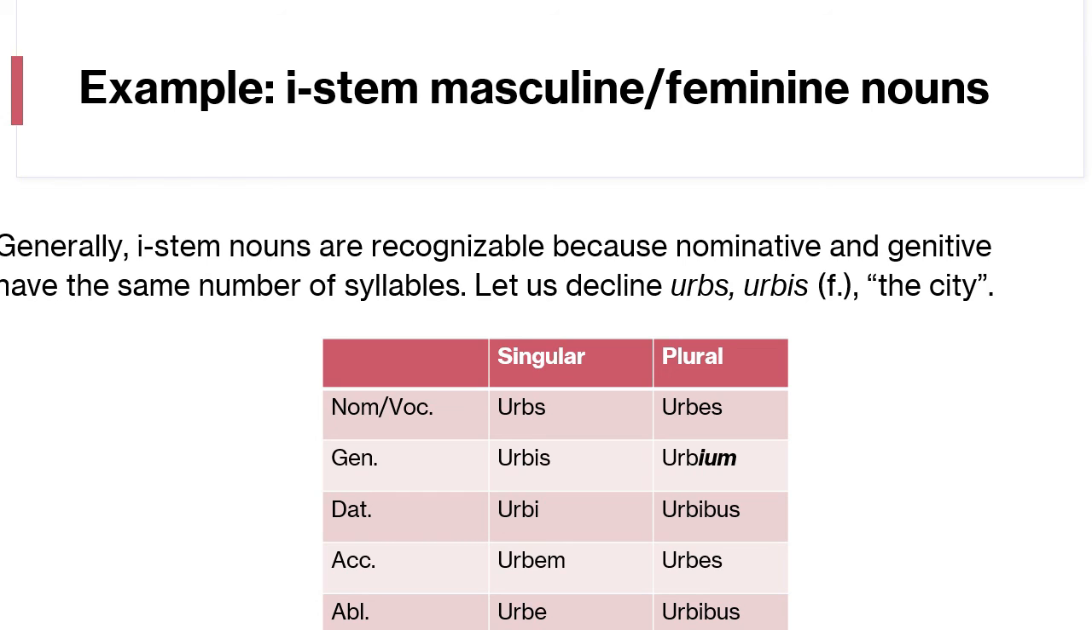Urbes, urbium, urbibus, urbes, urbibus. As you can see, for the masculine and feminine I-stem nouns, the only difference is the genitive plural, because it ends in -ium rather than -um, as for the regular nouns.